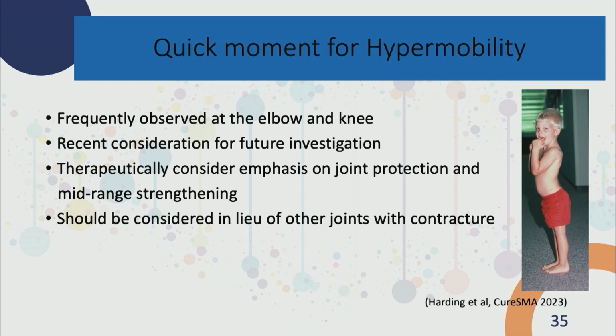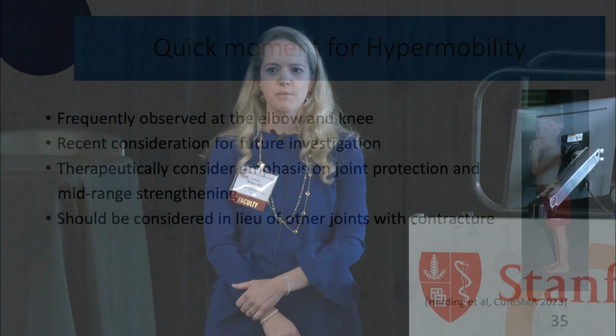So we're spending most of our time here on contractures, but we can't really talk about biomechanics and joints in SMA without giving at least a small moment to the presence of hypermobility. And I think this is an area that's really starting to gain some interest. We usually see hypermobility present at the elbows and the knees. And just as we would in other populations that demonstrate hypermobility, we want to be mindful of how this is going to affect a joint long term. We should focus on joint protection and mid-range strengthening and the potential impact of how a hypermobile joint is going to affect the other joints around it.